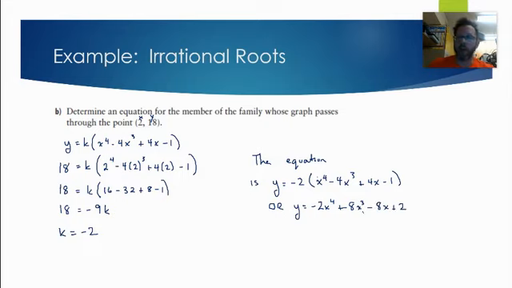So that's pretty cool. That is the specific unique quartic function that has zeros at 1, negative 1, 2 plus root 3, and 2 minus root 3, but also goes to the point 218.